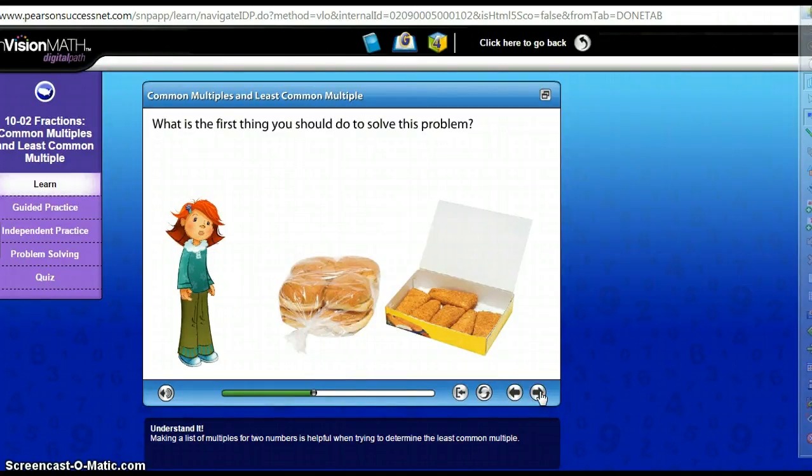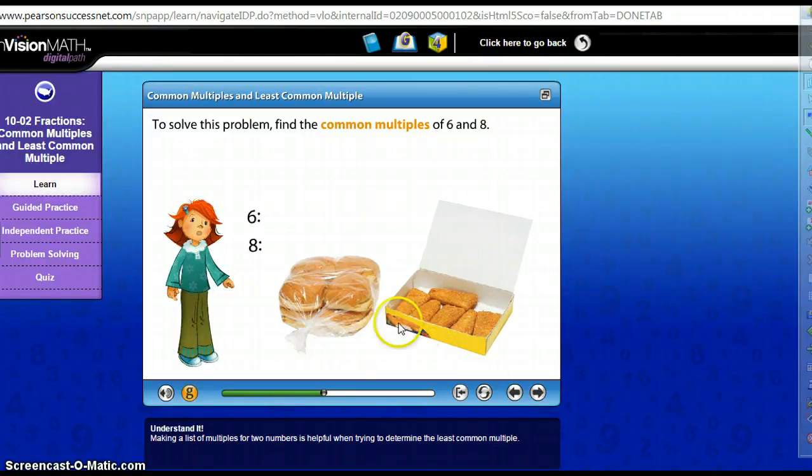What is the first thing you should do to solve this problem? Well, we need to know how many buns and how many fish fillets there are. To solve this problem, find the common multiples of 6 and 8. So we get 6 from the fish fillets. We get 8 from the 8 buns in a package.